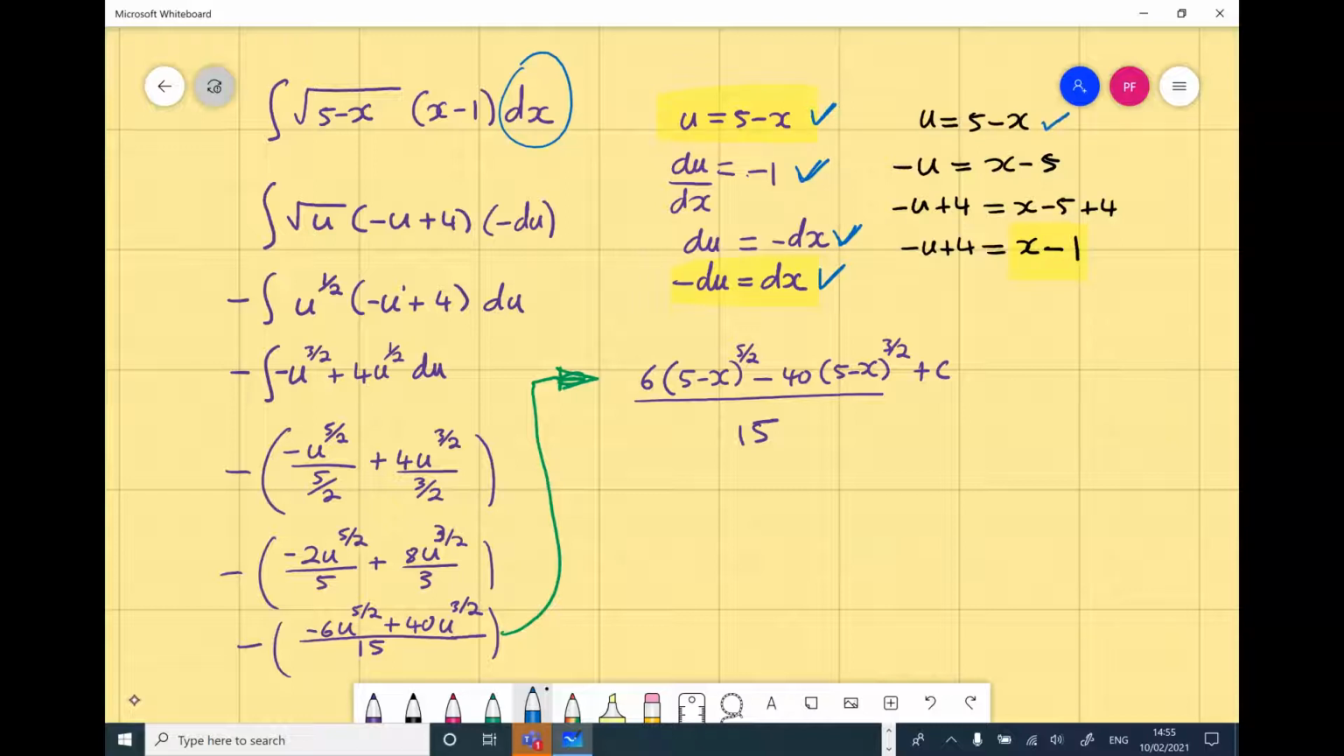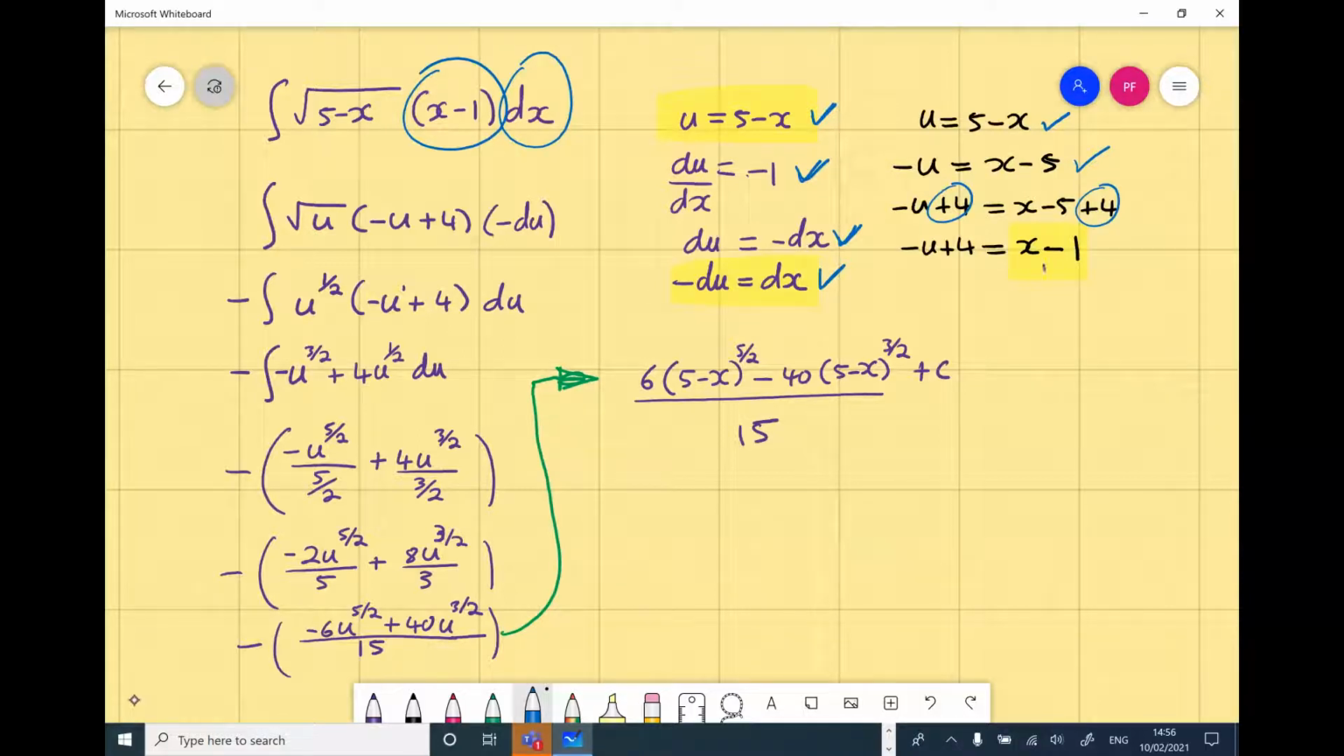Now, if u is equal to 5 minus x, I need to be able to express x minus 1 in terms of u. So first thing is I'll make my x positive, so multiplying both sides by minus 1. Minus u is equal to x minus 5. And then on the right hand side, I want to have x minus 1. So I'll need to add 4. But if I add 4 to the right, I have to add it to the left. So minus u plus 4 is x minus 1.